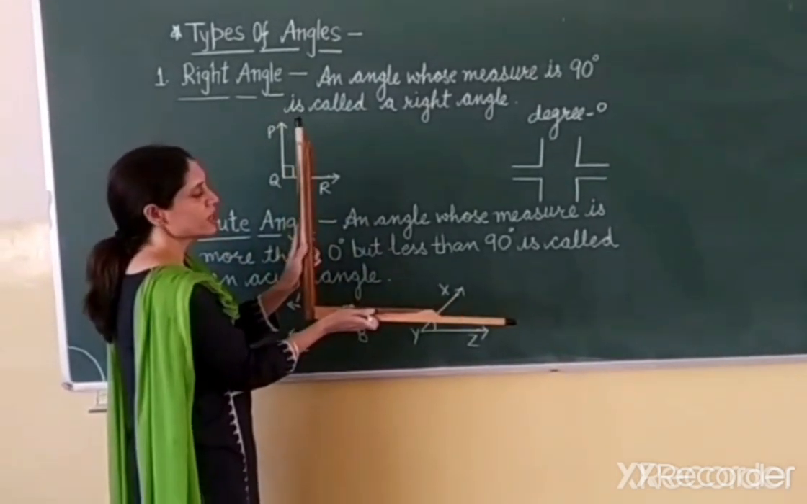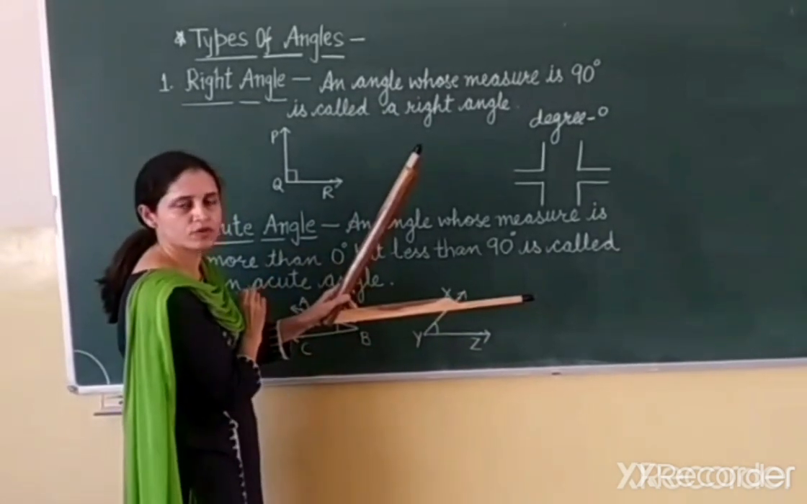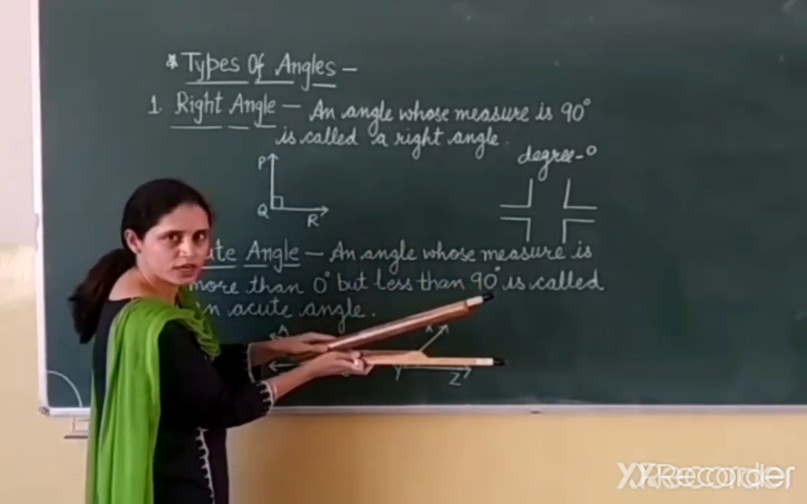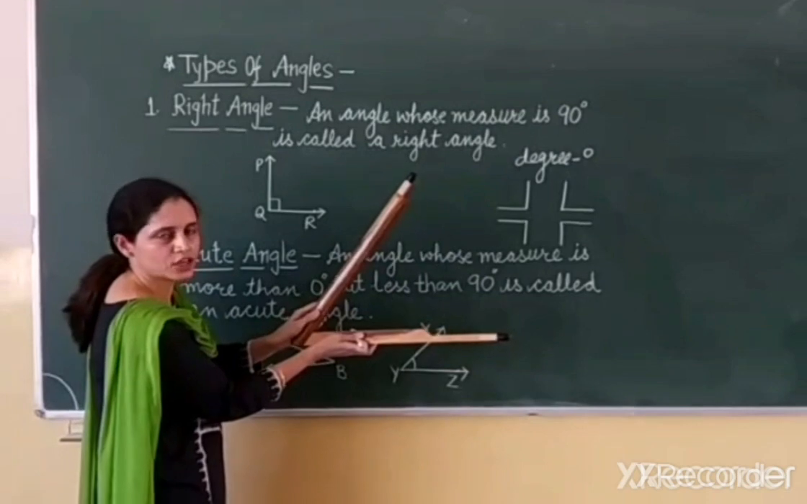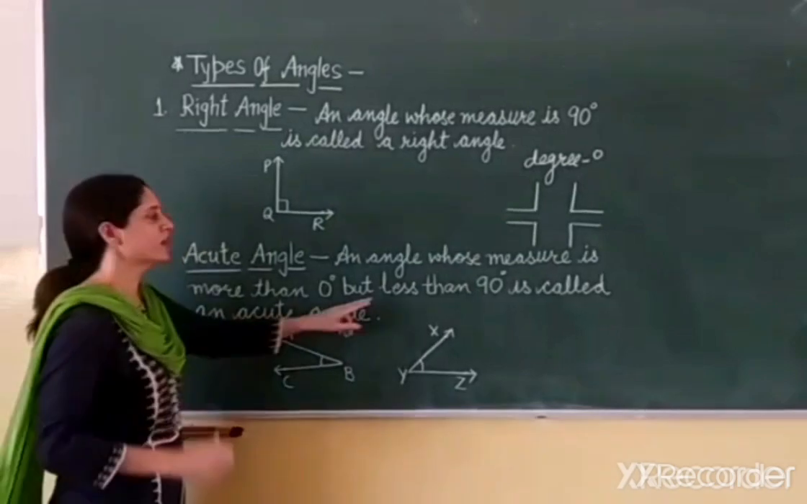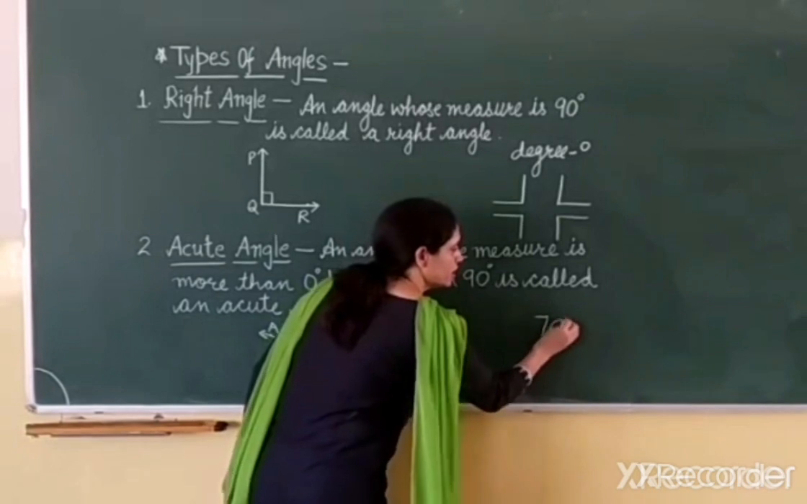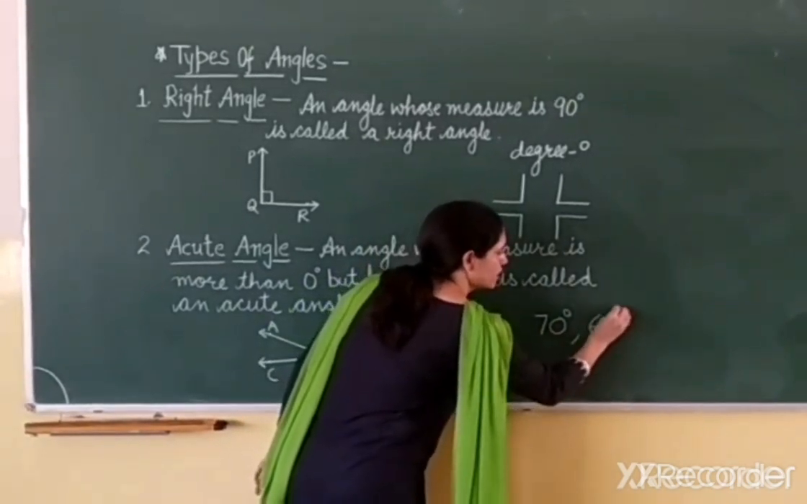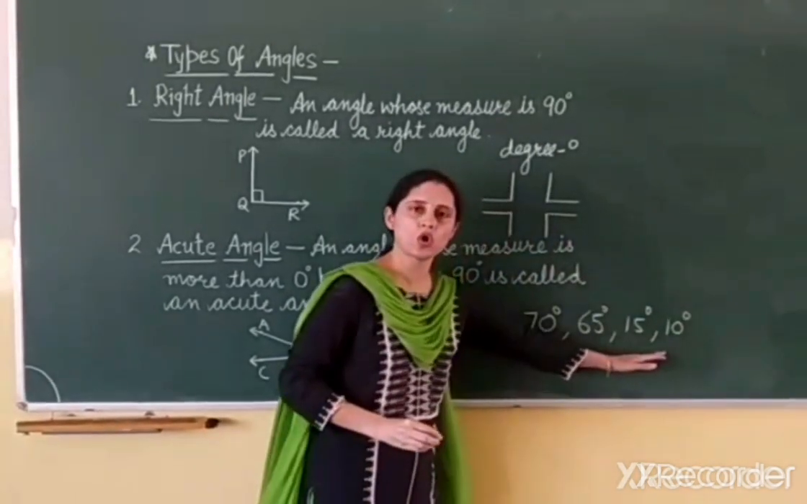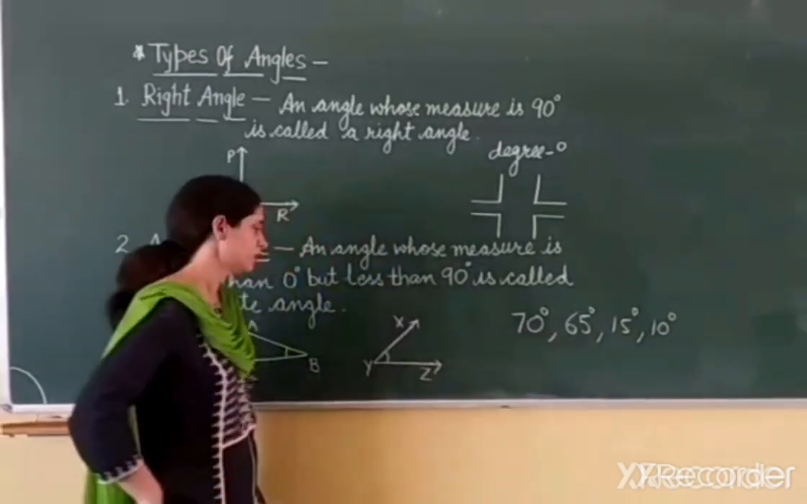So when this ray comes closer to this ray, this forms an acute angle. It is also an acute angle. So an acute angle can have different measurements, less than 90 degree. It can be 70 degree, 65 degree, 15 degree, 10 degree or so on. It should be more than 0 degree but less than 90 degree.